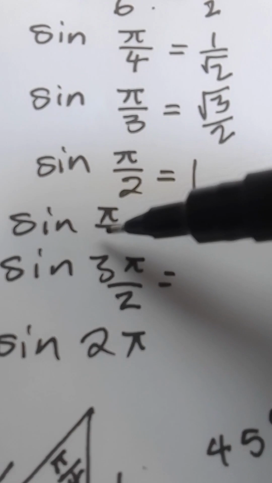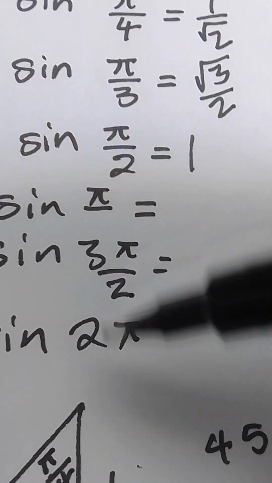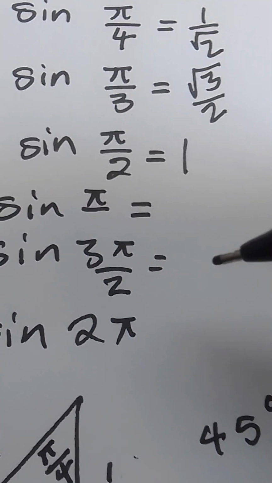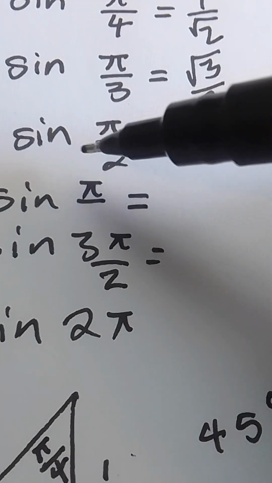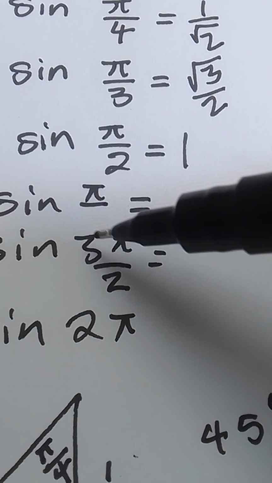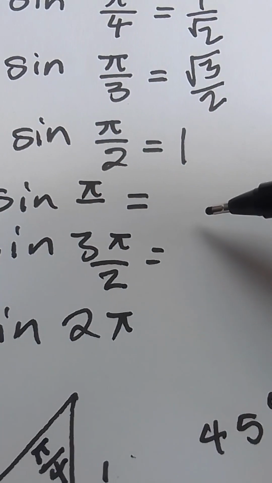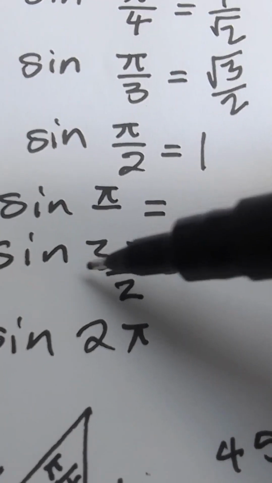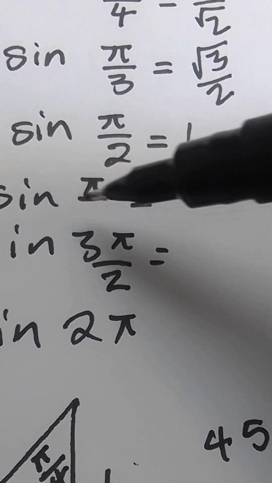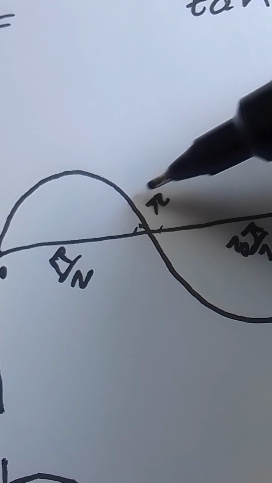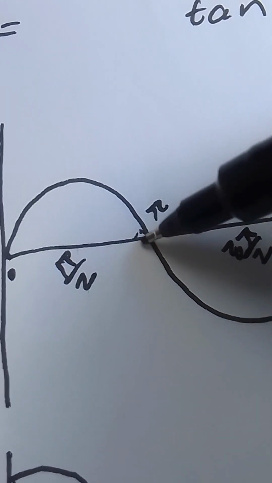Sine pi is at the halfway point between 0 and 2 pi. And at the halfway point, the sine graph goes up, it goes to 0 at the halfway point, and then it goes down and goes up again. So at pi, the sine graph is 0. You can see it here again. At pi, the sine graph is 0.